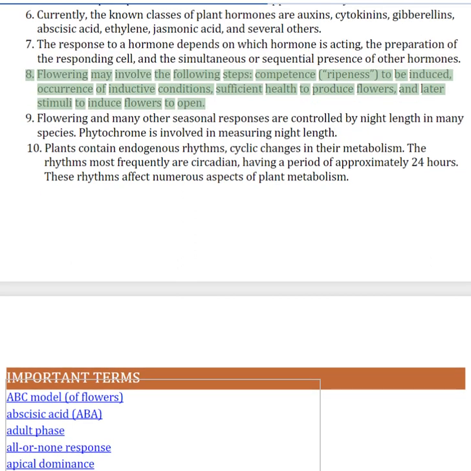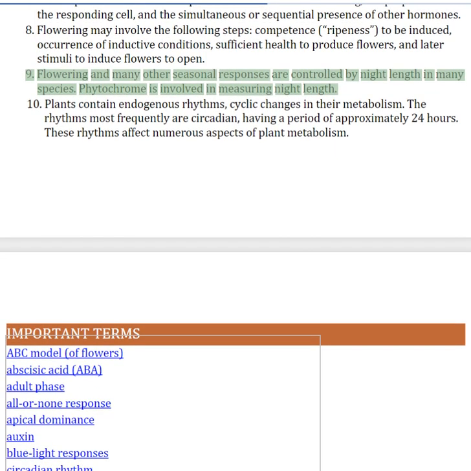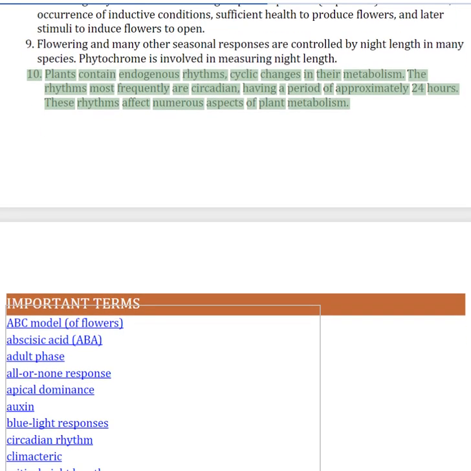8. Flowering may involve the following steps: competence to be induced, occurrence of inductive conditions, sufficient health to produce flowers, and later stimuli to induce flowers to open. 9. Flowering and many other seasonal responses are controlled by night length in many species. Phytochrome is involved in measuring night length. 10. Plants contain endogenous rhythms, cyclic changes in their metabolism. The rhythms most frequently are circadian, having a period of approximately 24 hours. These rhythms affect numerous aspects of plant metabolism.